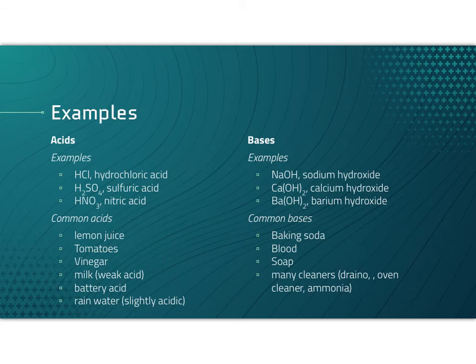Again, some examples of acids and bases. Hydrochloric acid, sulfuric acid, nitric acid. You can see that H is at the front of each of their chemical formulas. Common acids we find around our home or in our life: lemon juice, tomatoes, vinegar, again milk, battery acid. Rainwater can be slightly acidic. Examples of bases, noting that their formulas end in OH. Common bases in our house: baking soda, our blood is slightly basic, soap, like we said, and many cleaners.